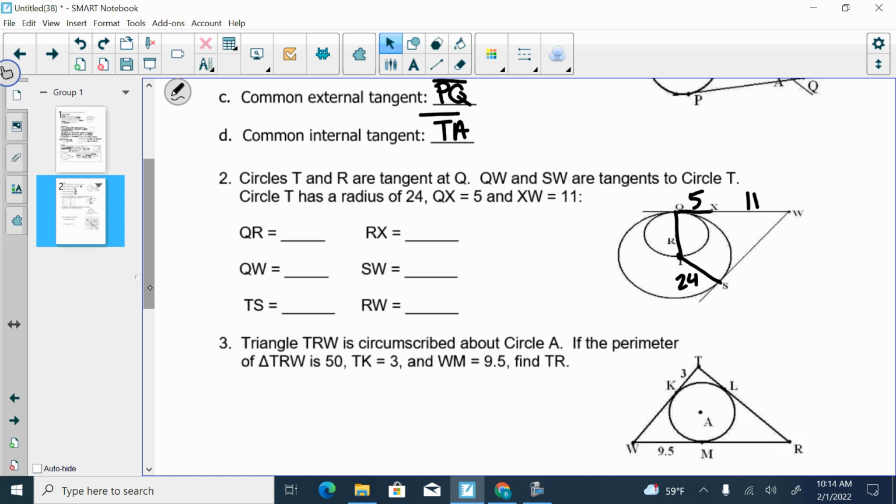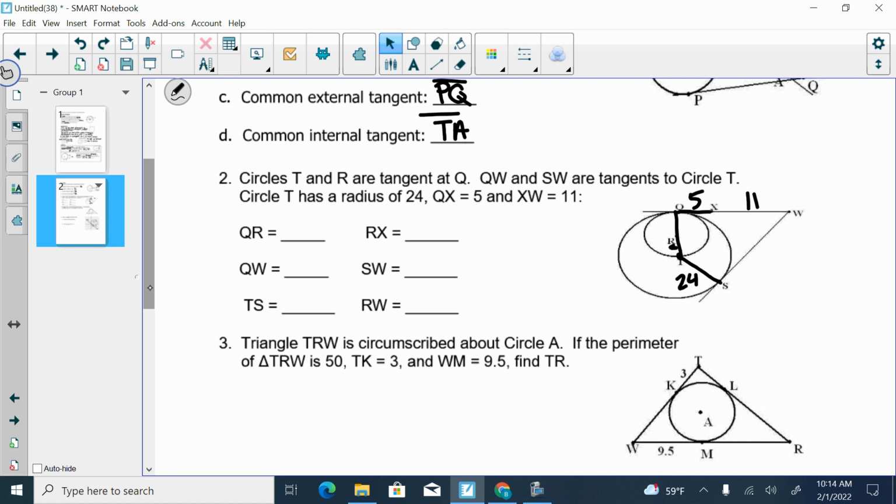Is this supposed to be circles T and S? T and R. Remember, you name a circle from the letter in the center of the circle. So the big circle is T. This smaller circle has R in its center. So circles T and R.